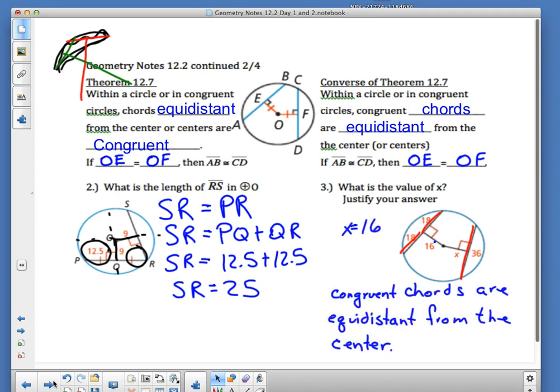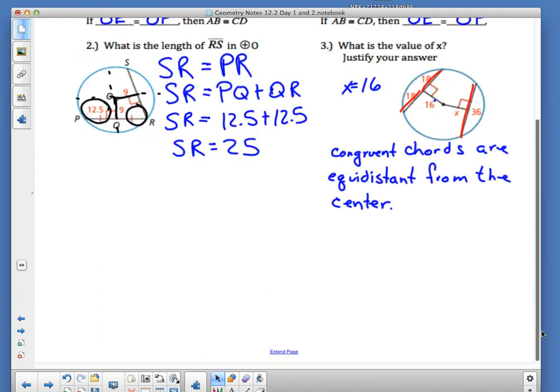Why? Because the congruent chords are equidistant from the center. How did you know those chords were congruent? Because 18 plus 18 is 36, and that other chord is 36. That's how I knew. That's the follow-up that I'm doing. I just applied a property and I explained myself.